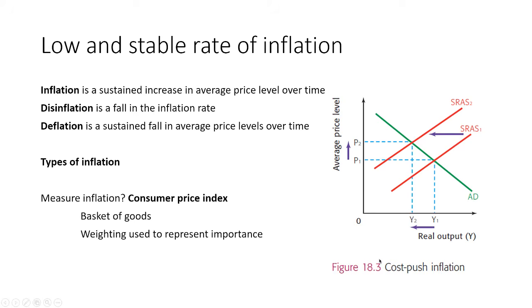How do we measure inflation? We use something called the consumer price index, where a government agency picks a basket of goods that is supposed to signify the spending by people in the economy, for example, spending on food and clothes, and then they weigh them to represent their importance. For example, food may be more important than cosmetics.